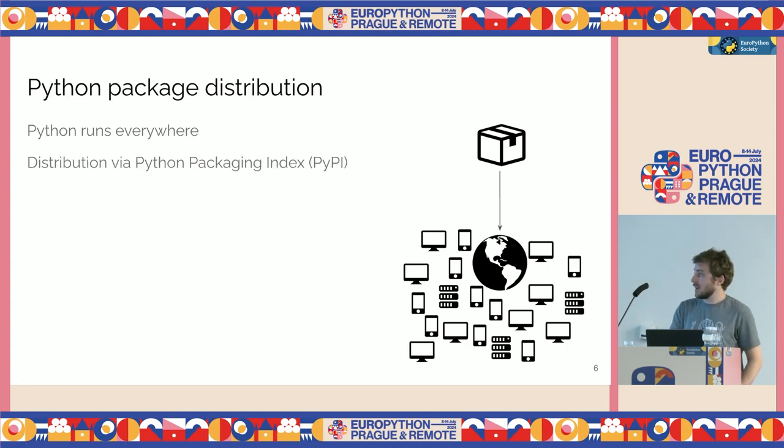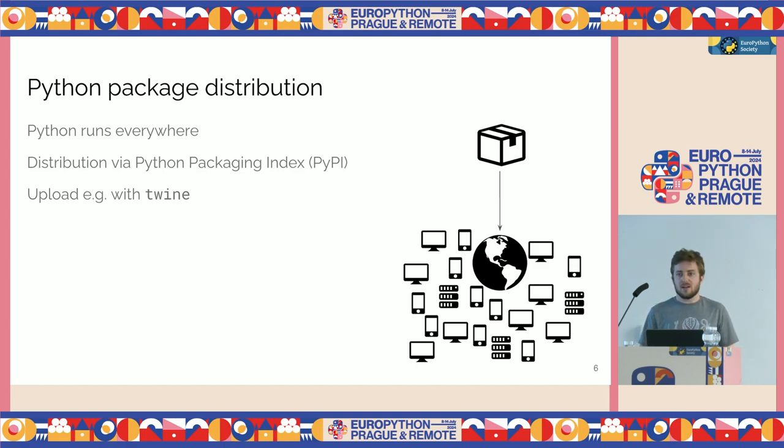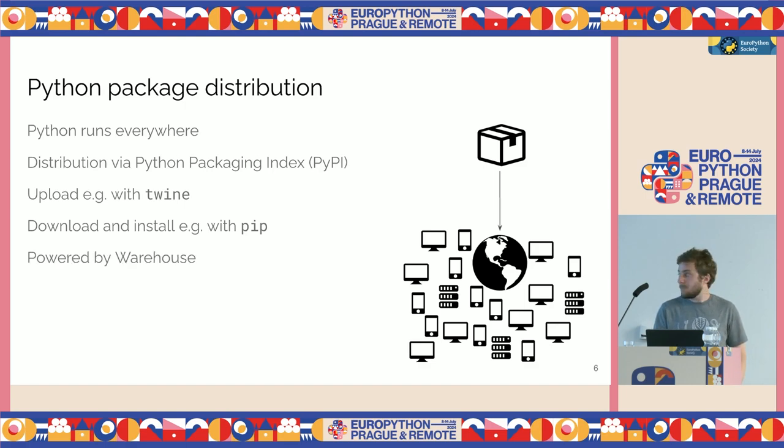The number one distribution platform is PyPI, the Python Package Index, where package maintainers register on the web UI and then upload the packages, for example, with a command called twine, or, a newer way, using trusted publishers. Developers and users then can download these packages with a multitude of different package managers. One very popular is pip. And Warehouse is the software that runs PyPI, in case you haven't heard that before.